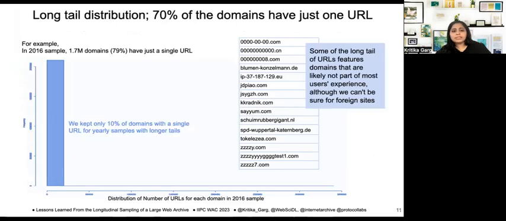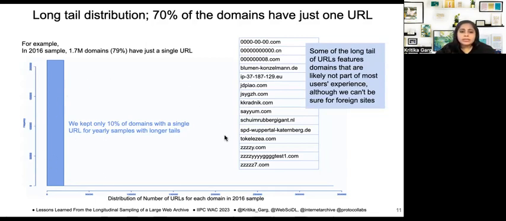We also noticed in our sample that most of our yearly samples had a long tail of domains, domains with just one URL. For example, in this 2016 sample, 1.7 million domains, which is 79%, have just one single URL. So we get this skewed right distribution here.